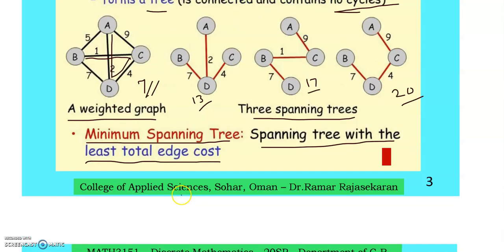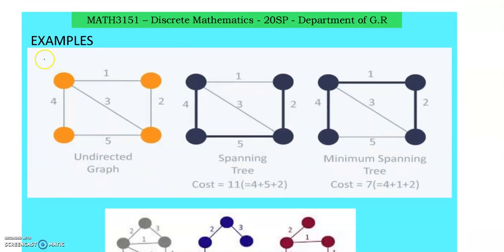Now we can see few examples. Now you see here examples. Now this is the undirected graph having 4 vertices and 1, 2, 3, 4, 5 edges. Now spanning tree. This is a spanning tree. You see the dark edges. Start from here, this edge, second edge and the third edge. Yes, this is a spanning tree with weight 4 plus 5 plus 2. So total weight is 11. This is a spanning tree.